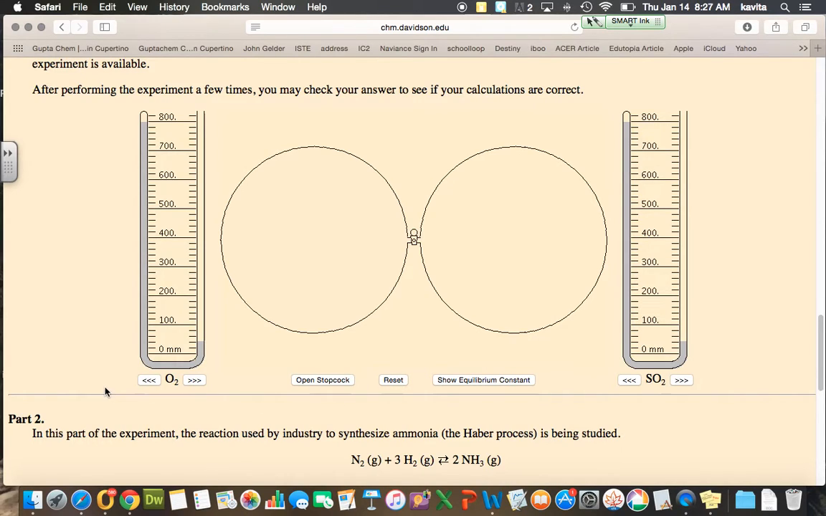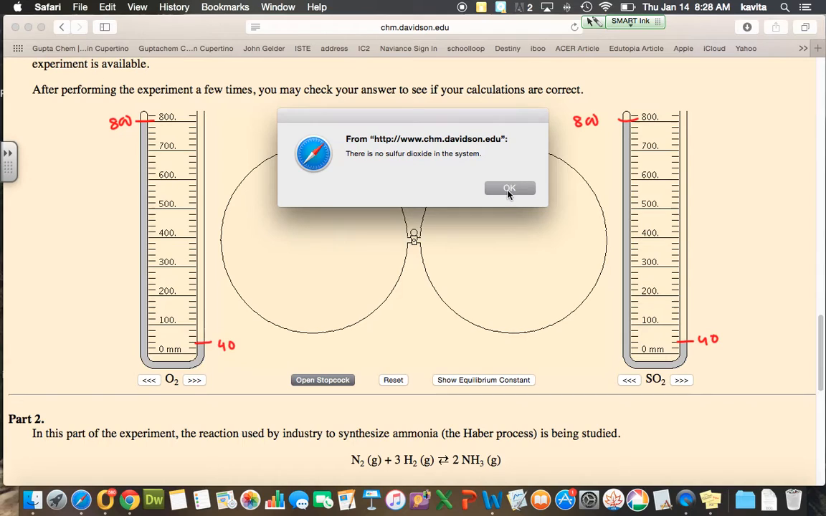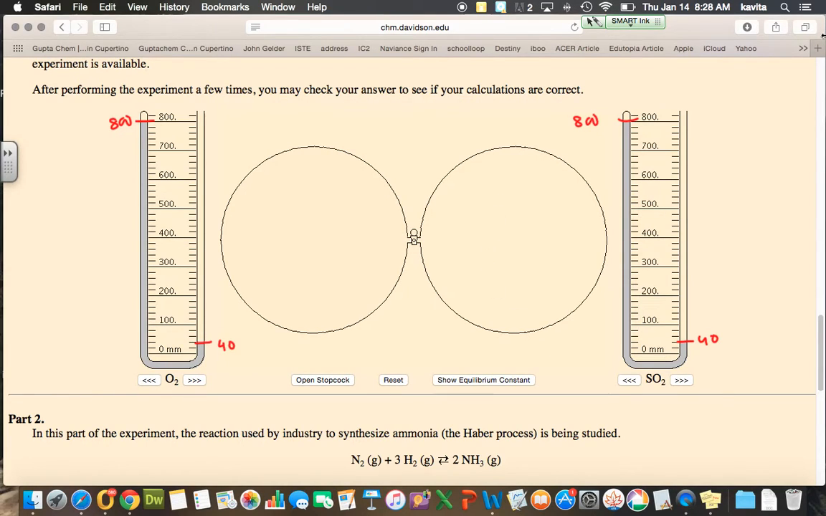So now you see there is some oxygen and sulfur dioxide present in the bulbs. And I wonder if I can change their amounts. I guess not. So the reading I read here is about 800, and on this side is 2040. And the same here, about 40 and about 800. Now let's see if this is working. If we open the stopcock, no, it's not reading it. Okay, so we're going to pretend here.